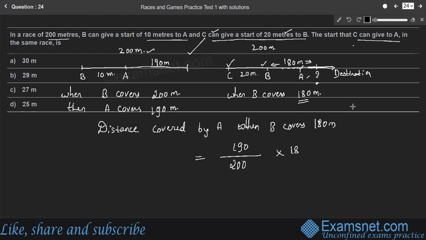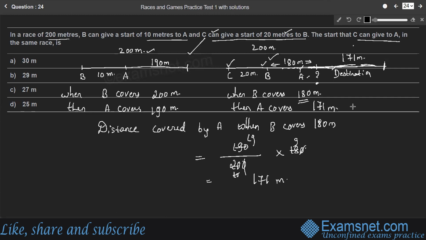When B covers 180 meter, why does B cover 180 meter? Because of the start given to B. So then A covers, here 2 into 9, 2 into 10 and 10 into 90. So A covers 171 meters of distance. So in this case, to reach the destination, if the destination is somewhere here, A covers 171 meters of distance.